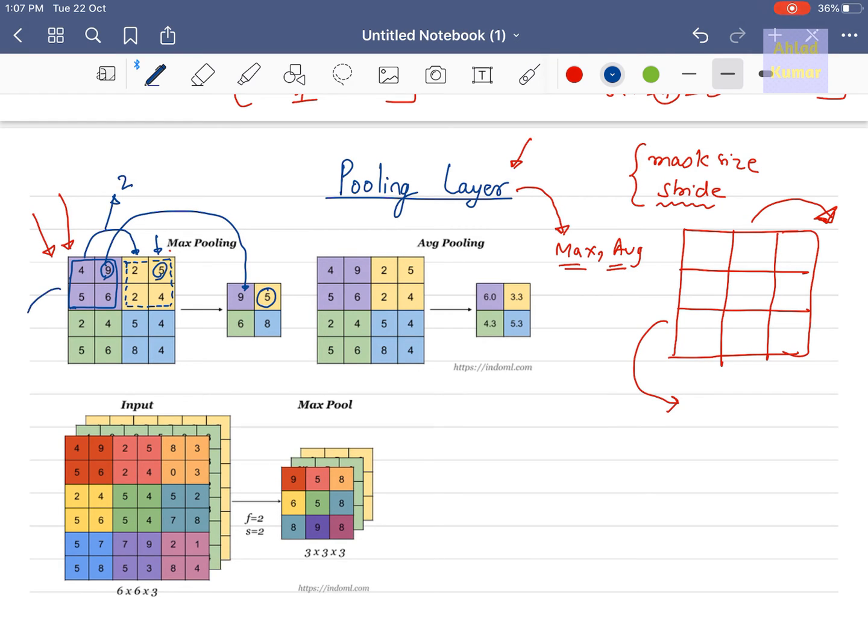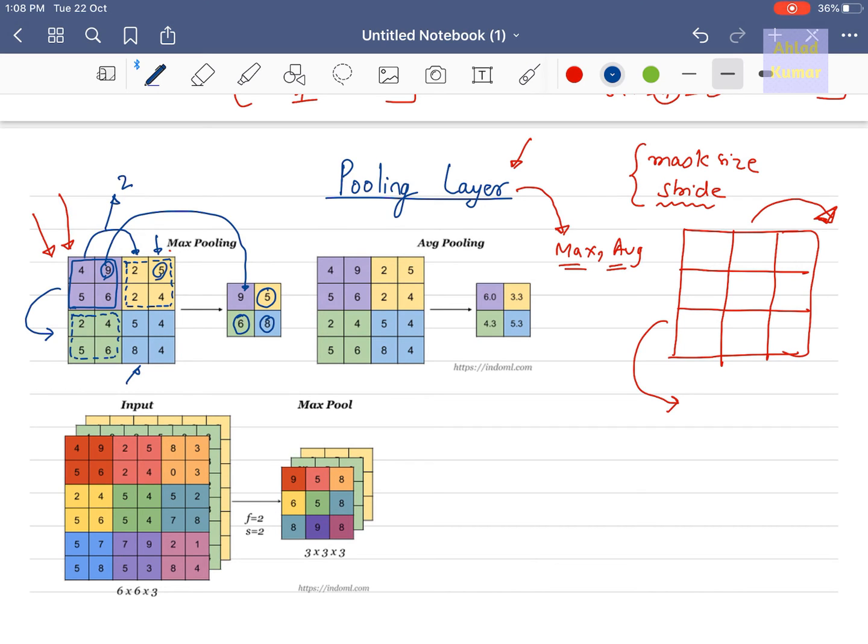Now it will jump downward, in the vertical direction, and the new mask obtained will be like this. And now the maximum value corresponding to this situation will be 6, so it will be over here. And similarly for this mask, it will give you a value of 8.